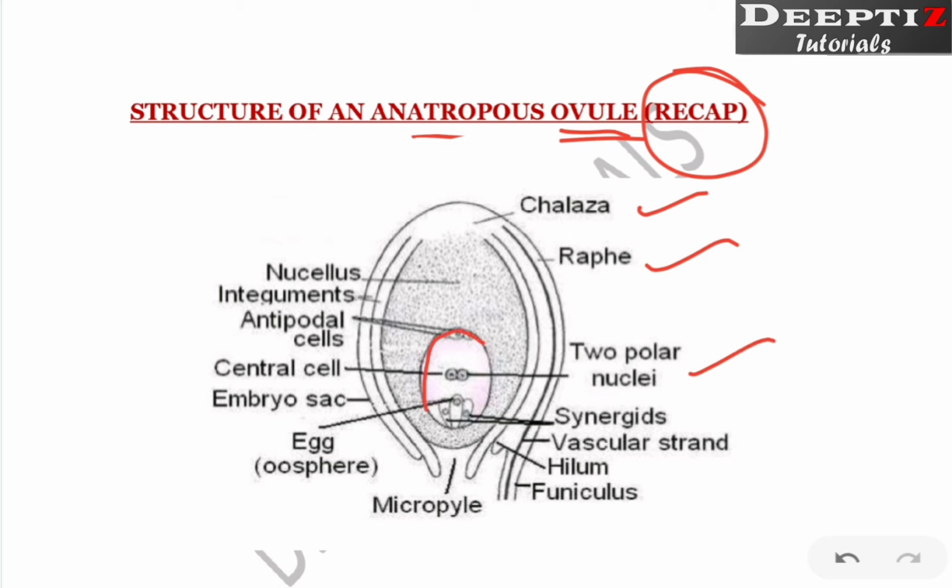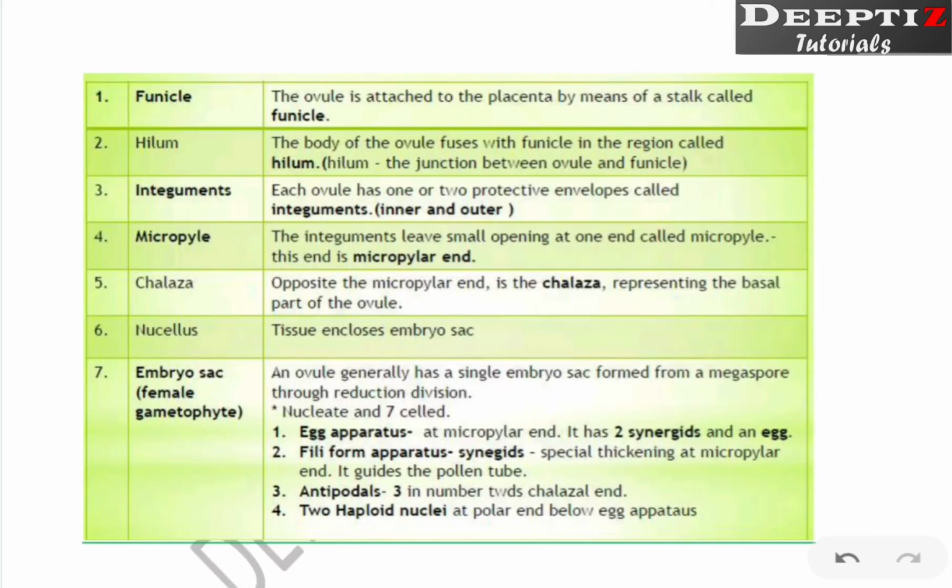Then this is the exact embryo sac, where synergids are there, then hilum, funiculus, micropyle, egg is there. This is the embryo sac. We know how many cells it is made up of. Then antipodal cells, nucellus, integument. If you don't know what all these structures are, please watch the previous video wherein we have already covered these things. So these are the definitions for those who are making notes.